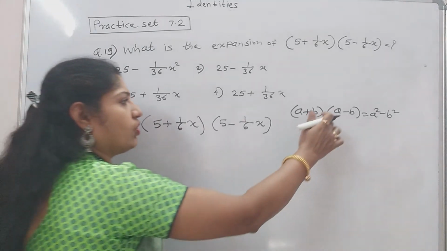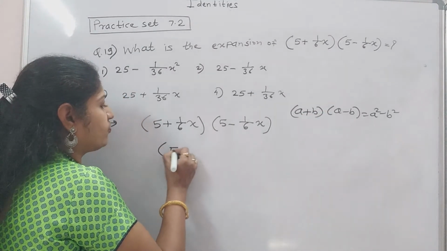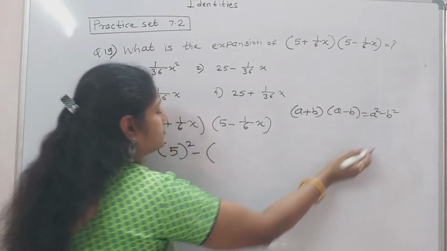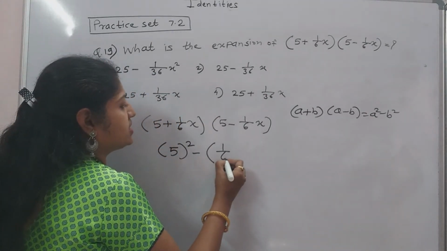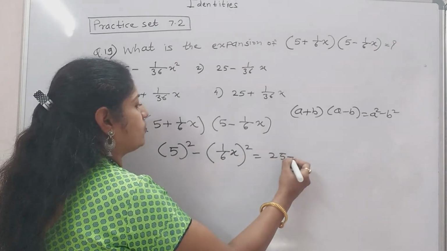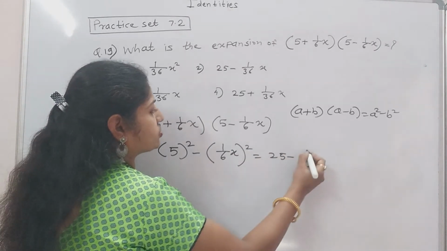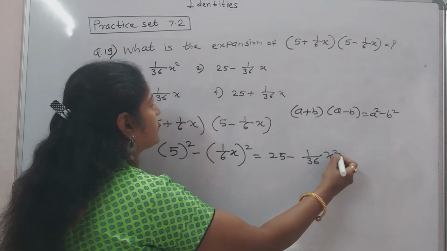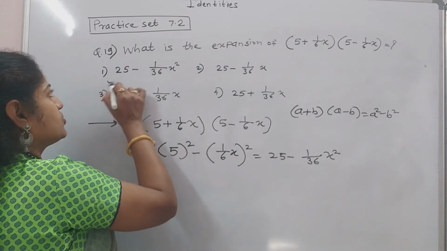So first square, 5 square, minus second square, a square minus b square, where b is 1 upon 6x, bracket square. So the answer is 25 minus the square of this number, 1 upon 36x square. So our answer is option number 1.